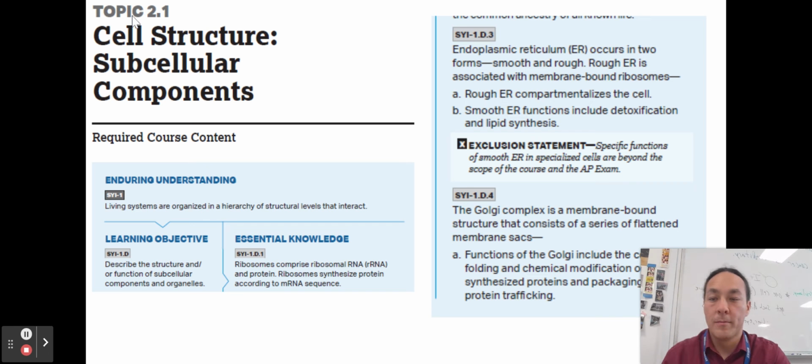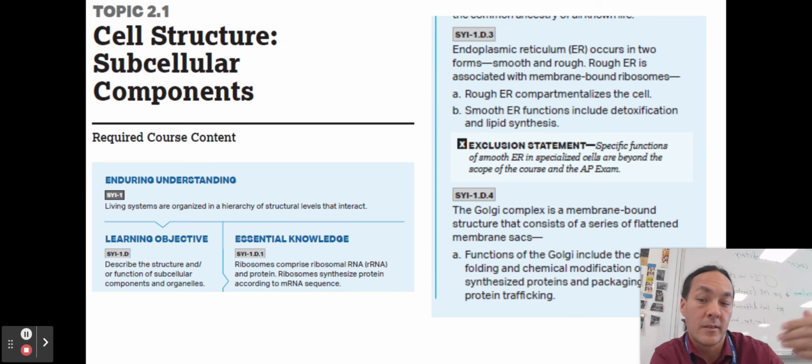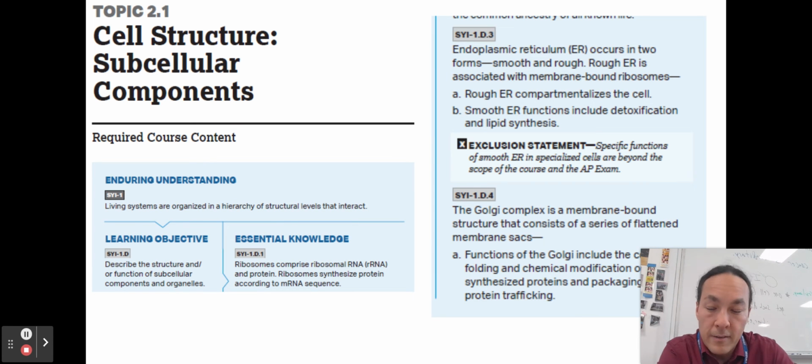So when I look at 2.1, it's telling me cell structure, the components of the cell. And my objective is to describe the structure and/or function of these components and organelles. And 2.2 is going to do the same thing, but say, how does it contribute to the function of the cell?